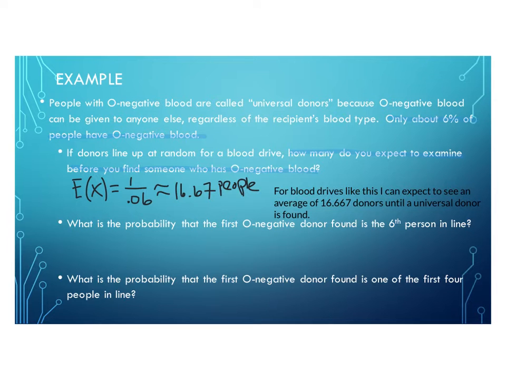If we look at the next bullet, we have what is the probability that the first O negative blood donor is the 6th person in line. Okay, so this is the same thing as we did with the email example.